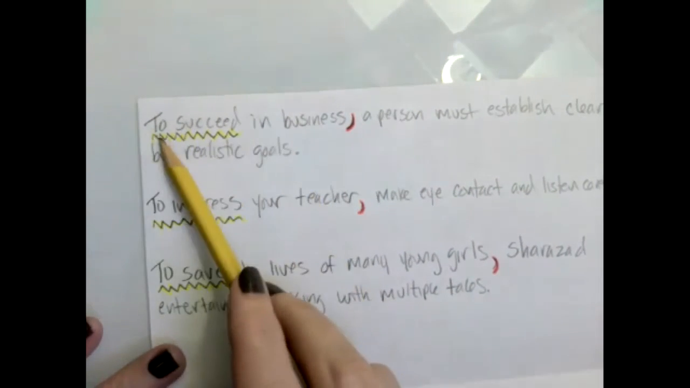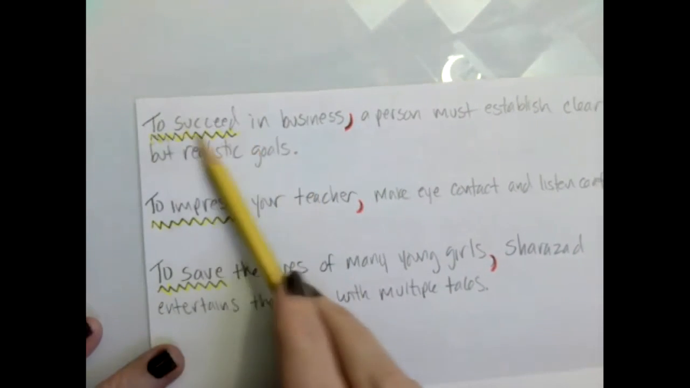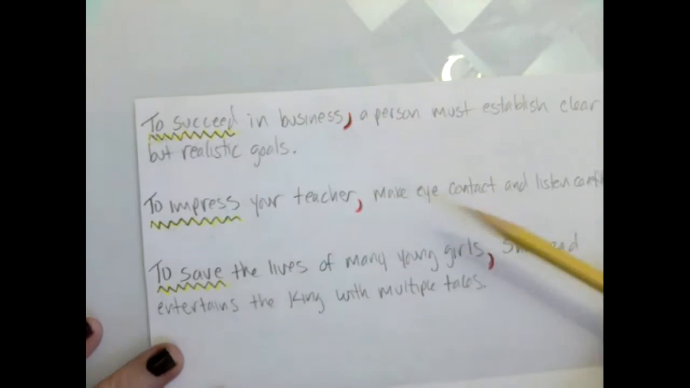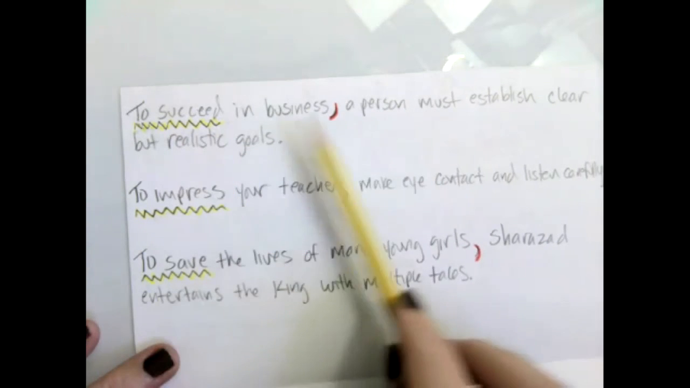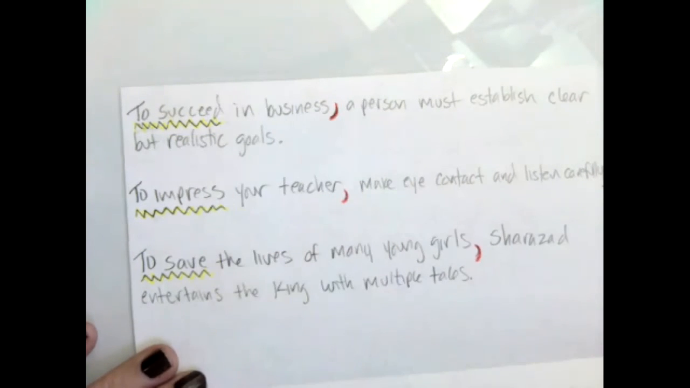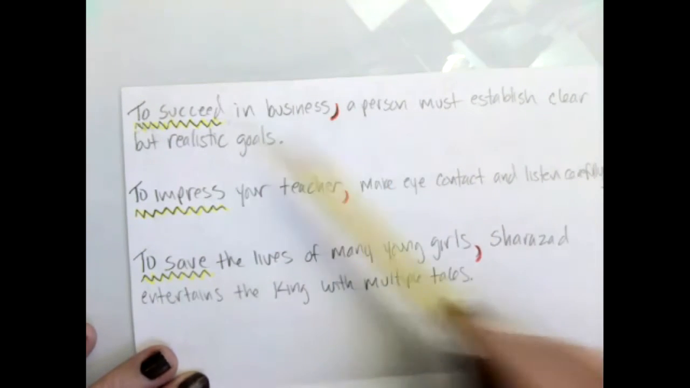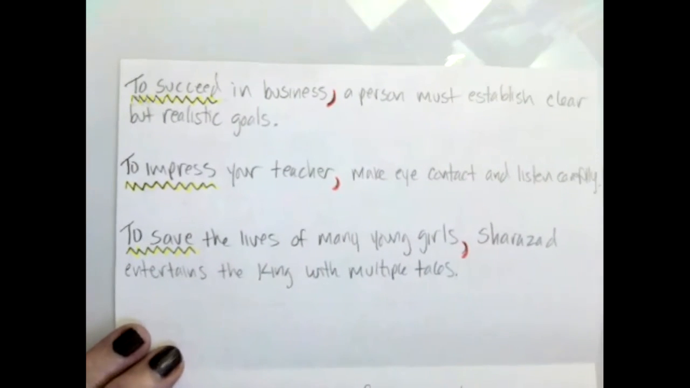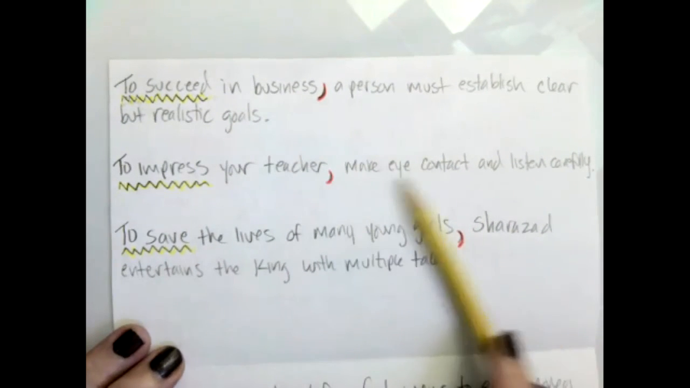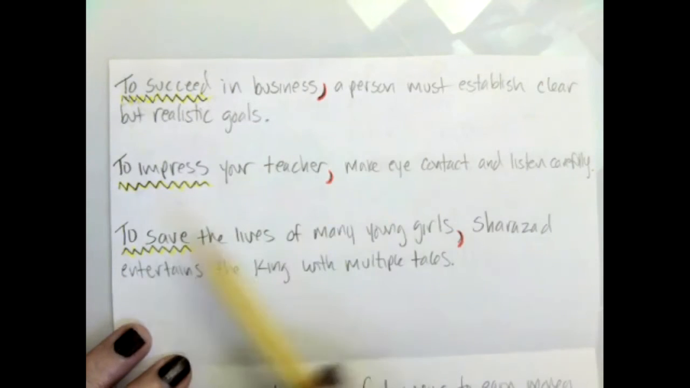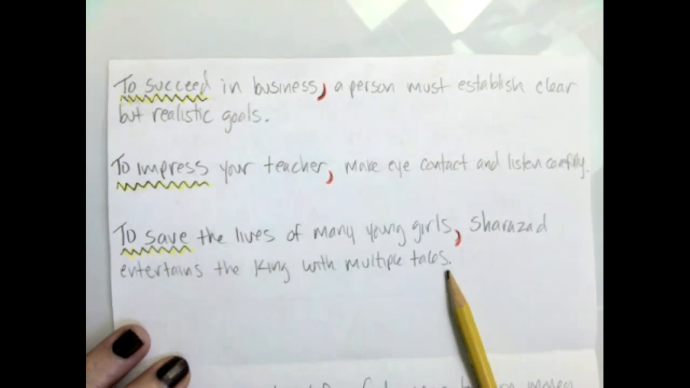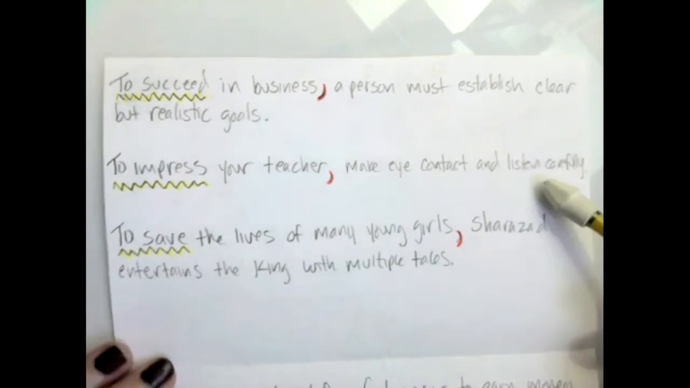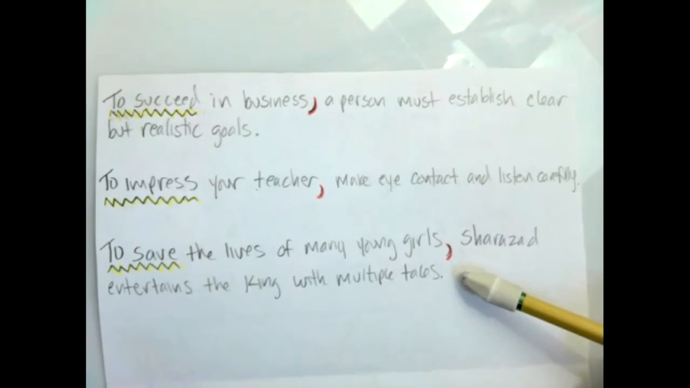Right in here. And so the to plus a verb is our special word that we're going to put in yellow. And then we want to always make sure our commas stick out because we have to separate our complete thought with a comma. So to succeed in business, comma, a person must establish clear but realistic goals. To impress your teacher, comma, make eye contact and listen carefully. To save the lives of many young girls, comma, Shahrazad entertains the king with multiple tales. So any of these can easily be turned into a very interesting paragraph.